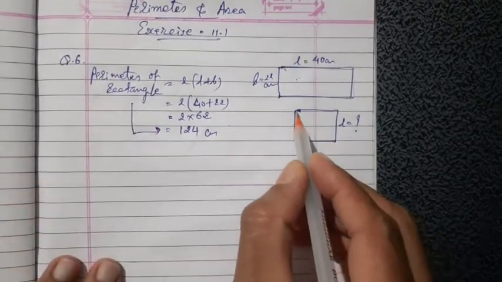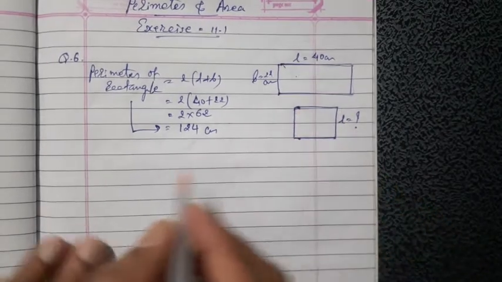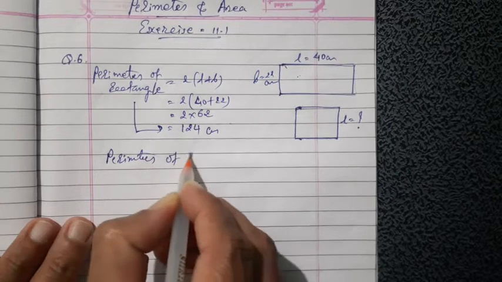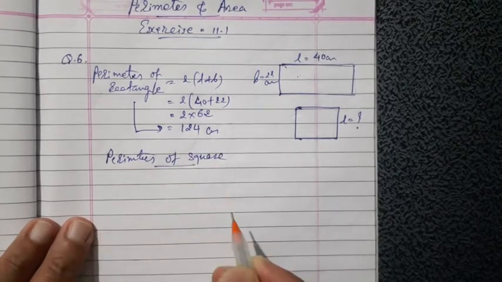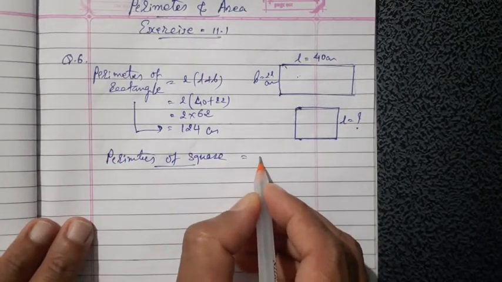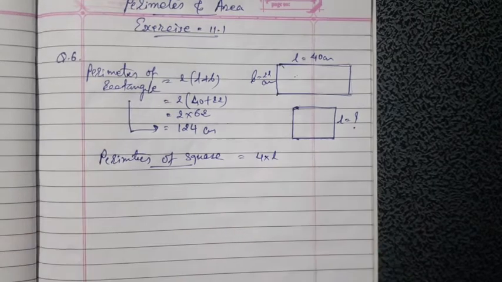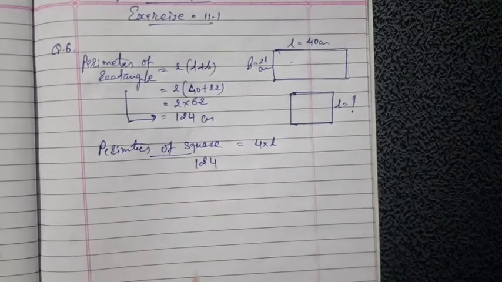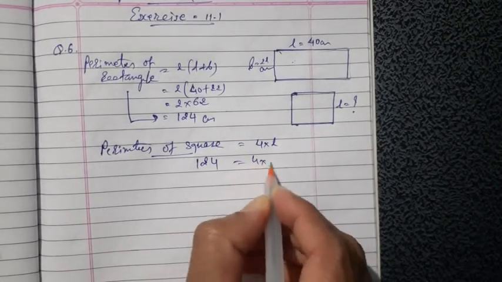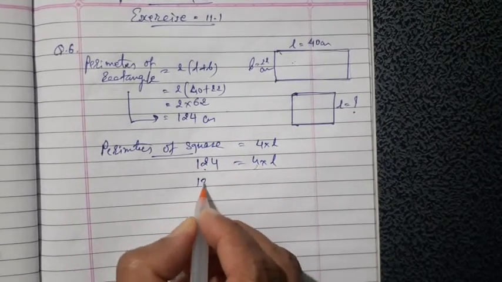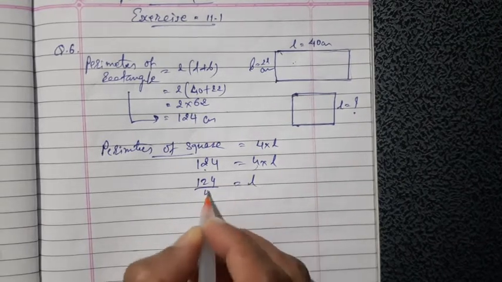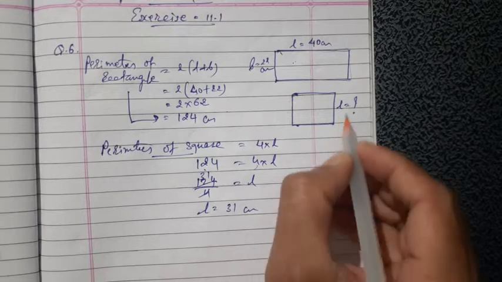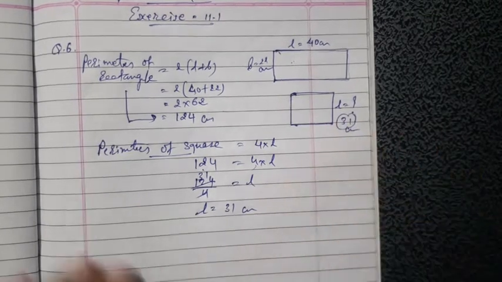Now that is bent into square form. So perimeter of square, the same wire is there, so the same perimeter is there. That is equal to 4 into L, perimeter of square, so 124 equal to 4 into L. Change the side of 4, 124 divided by 4 equal to L. So L equal to 31 centimeter, means the side of the square is 31 centimeter.